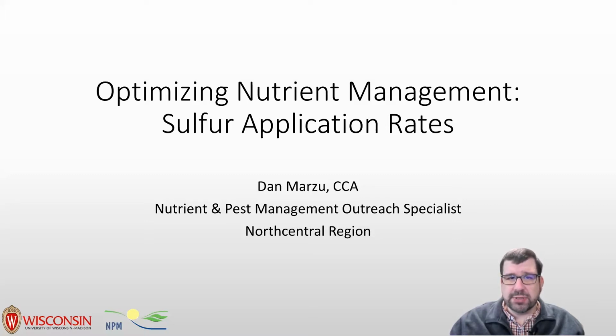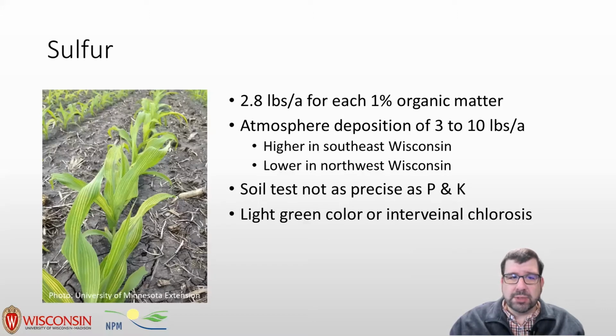Sulfur is a secondary nutrient, however, it still plays an important role in crop nutrient needs. Sulfur is required for protein synthesis, aids in seed production, and in producing chlorophyll. Similar to nitrogen, sulfur mineralizes in the soil. For every 1% organic matter, it has the potential to release 2.8 pounds of sulfur per acre.